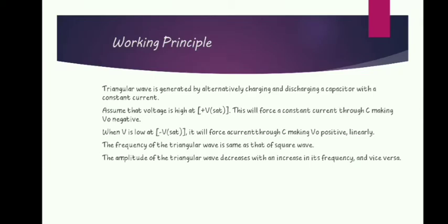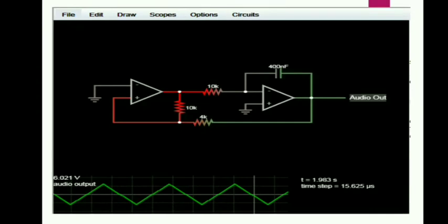Although the amplitude of the square wave is constant plus Vsat, the amplitude of the triangular wave decreases with an increase in its frequency and vice versa. This is because the reactance of the capacitor will decrease at high frequency and will increase at low frequency. In order to avoid this problem, a resistor R4 can be connected across the capacitor. The circuit we see in the slide is an oscillator which will generate a triangular waveform.